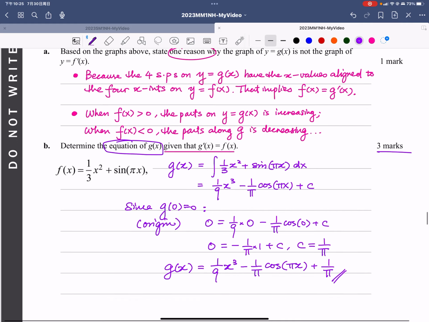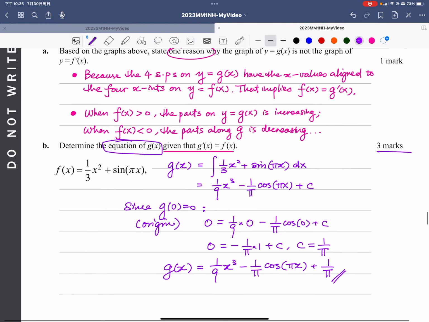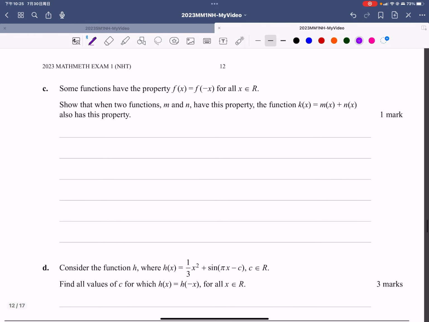Fairly straightforward, generous marks. Some functions have the property f of x equals f of minus x for all x belonging to the real numbers. Show that when two functions m and n have this property, their function k of x equals m of x plus n of x also has this property.